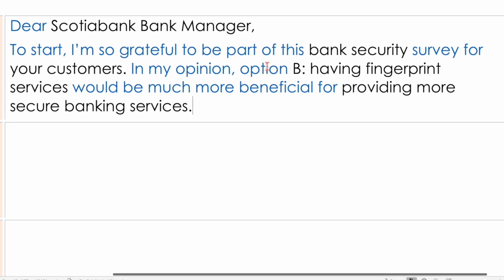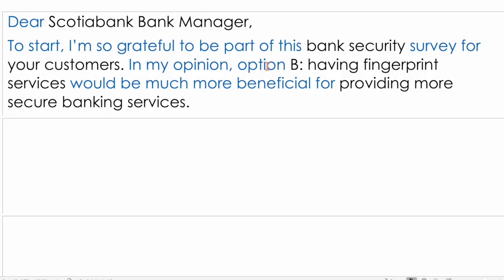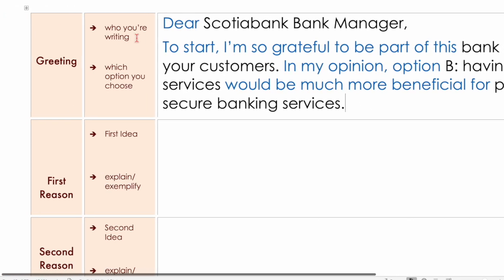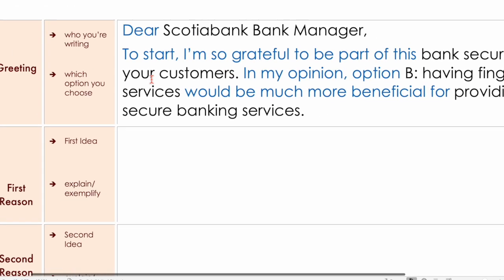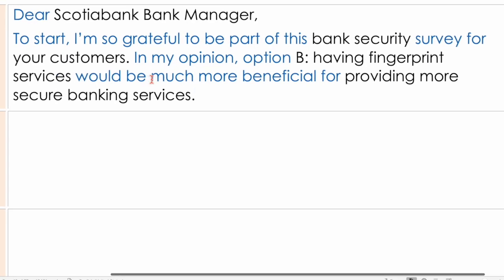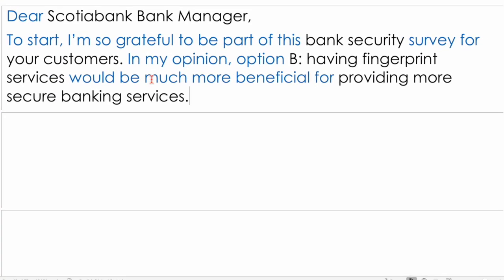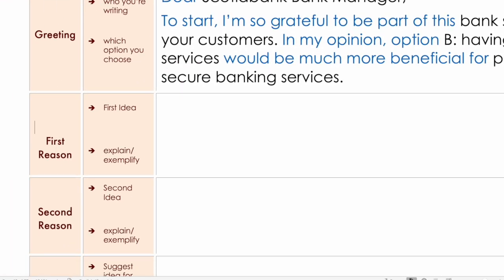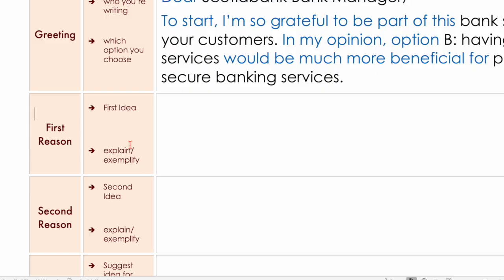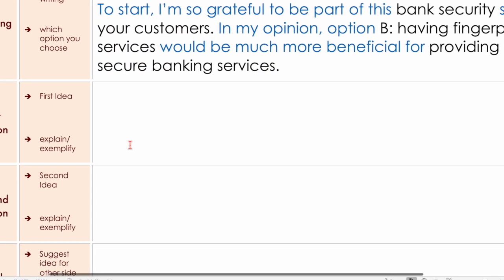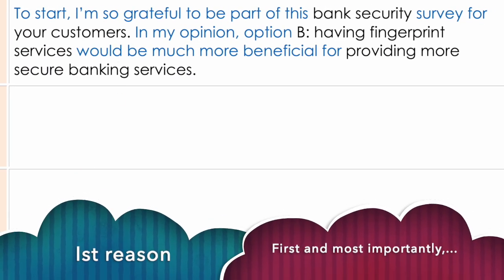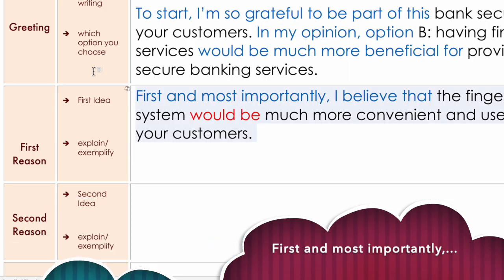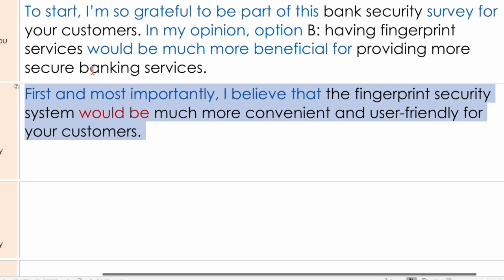Okay. So you can see, everyone, that we answered both parts that we need to answer: who we're writing and which option we choose. That's what we need to do, and we did it well. So now we're going to get to the first reason. What is the first reason for our choice? So we're going to get to our first idea. All right, here we go.